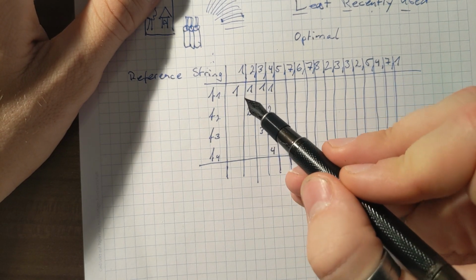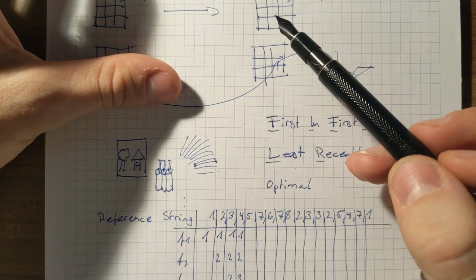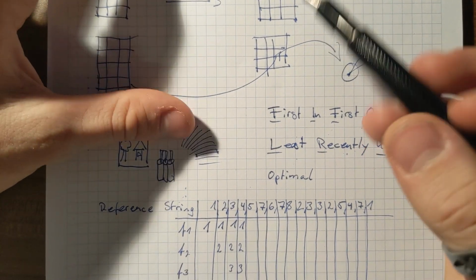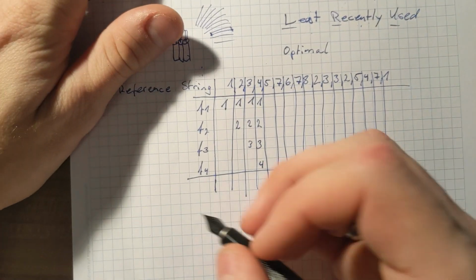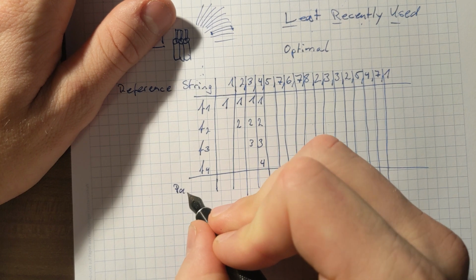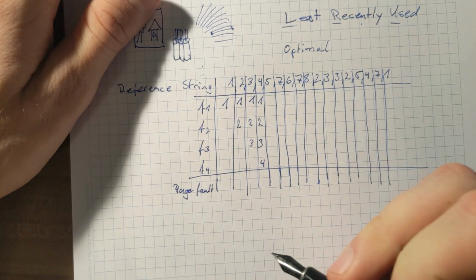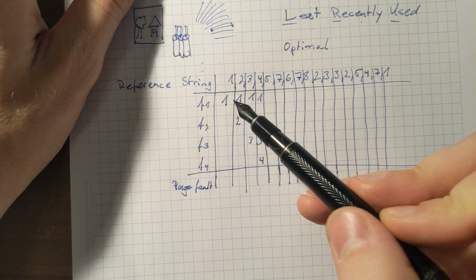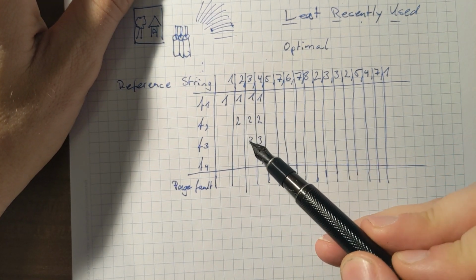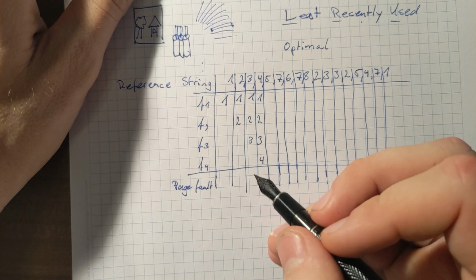And every time we try to access something from our memory that is not there yet, and we have to load it into memory, that is a page fault. So a page fault just means you want to access something in memory that's not there yet, and you have to load it. So here we have to load 1, we have to load 2, 3, 4, and every time we have a page fault.